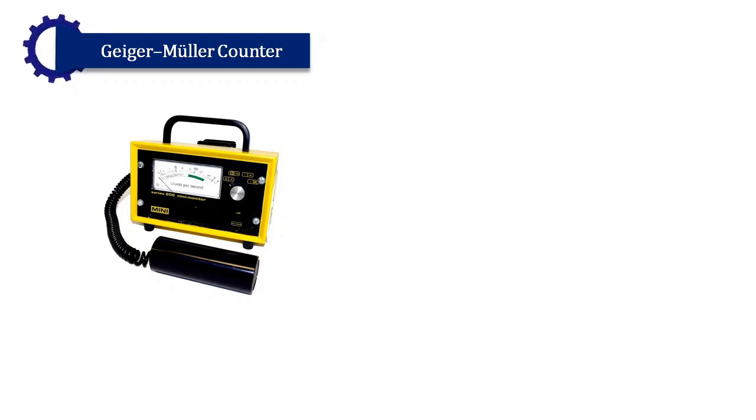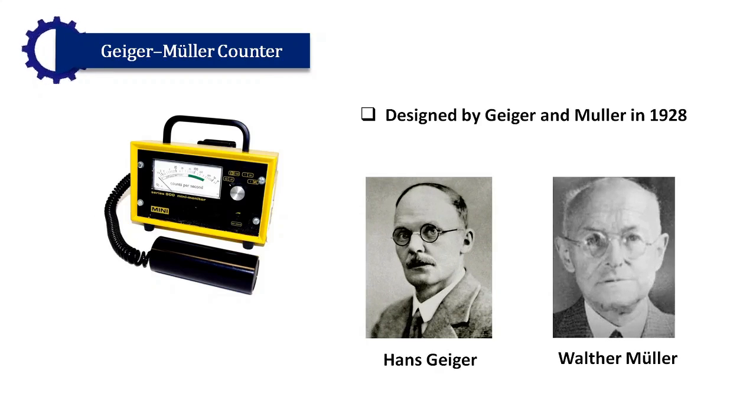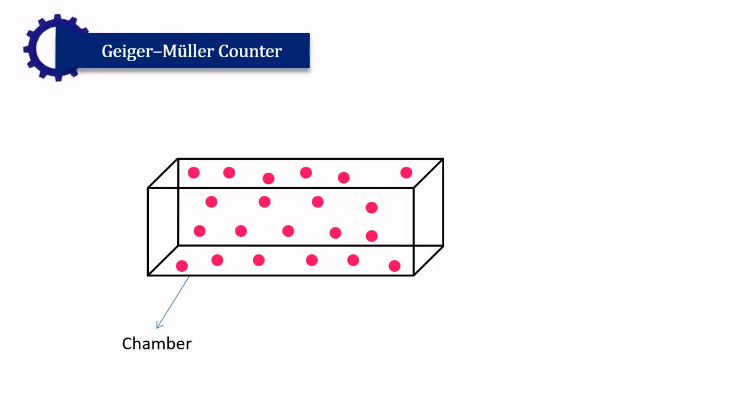This GM counter was designed by Geiger and Muller in 1928, and it works based on the process of ionization. Before getting into the function of a GM counter, let us discuss the construction of a GM counter. The main part of this counter is a metal chamber. It contains 90% of inert gas like argon and 10% of ethanol. Here it acts as a cathode.